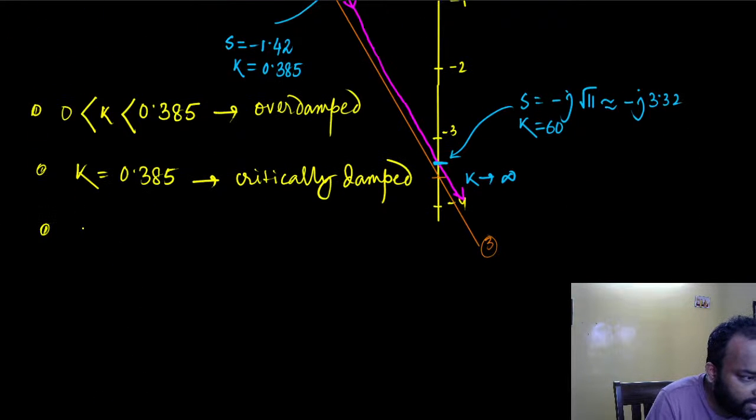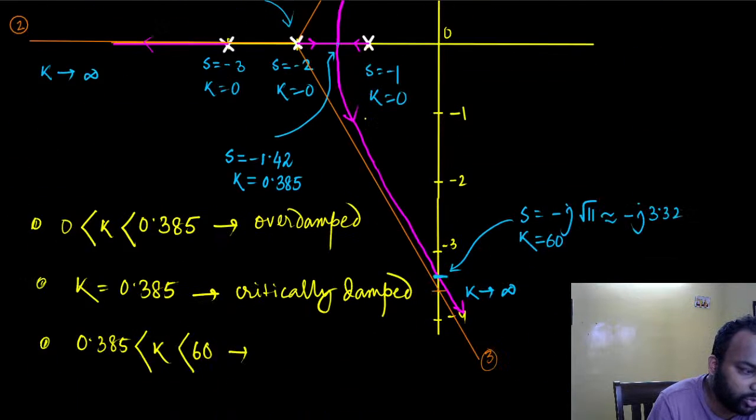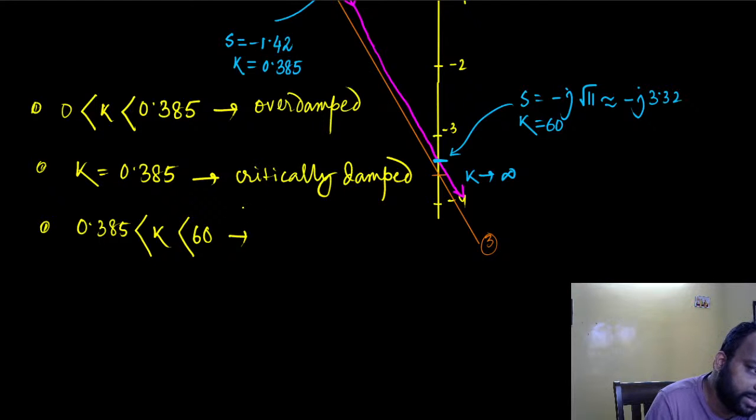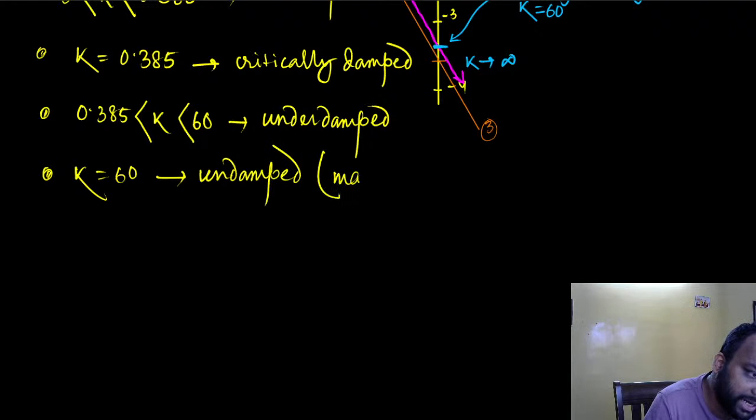Then we figured out that when the gain was greater than 0.385 but less than 60, we had complex conjugate pole pairs, so the poles were like this, right? Complex conjugate pole pairs, so I would say the system is under damped. And then afterwards, when k is exactly equal to 60, there are 2 poles on the j omega axis, so the system is undamped. Okay, so undamped also means marginally stable.